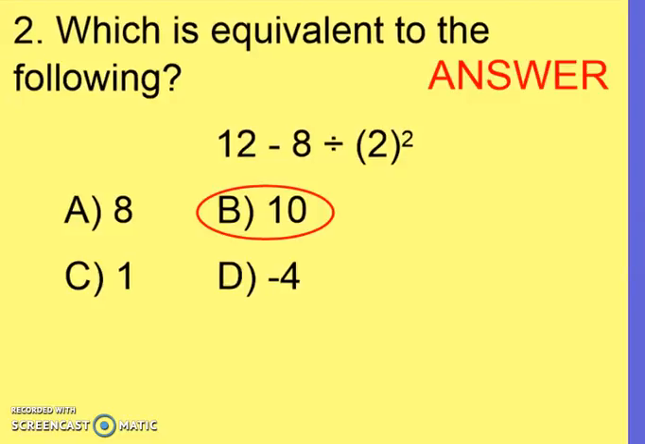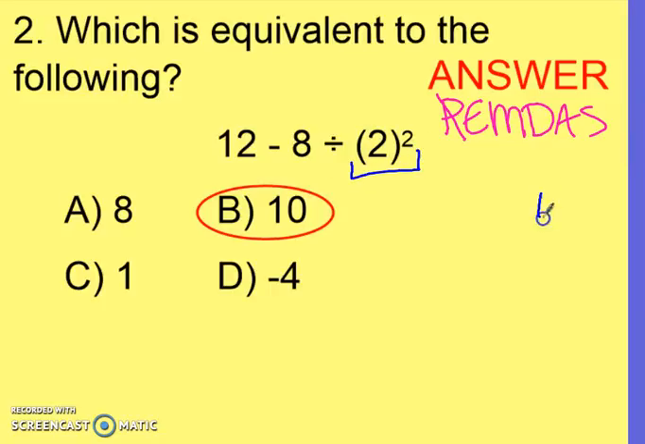So remember, we're going to do PEMDAS. So the first thing we look for is parentheses. We see parentheses, but there's really nothing to simplify within the parentheses. So then we're going to go to exponents. So the next thing that we would have is 2 squared. So 2 squared is 2 times 2, which is 4.